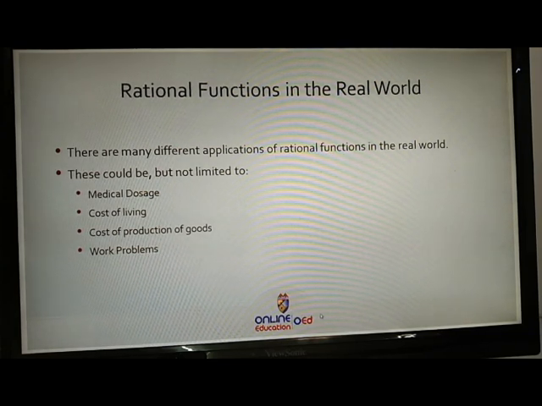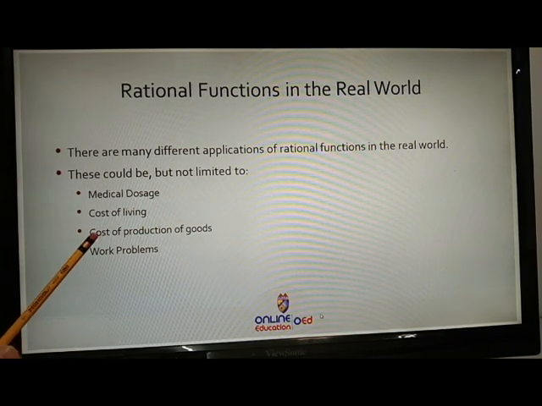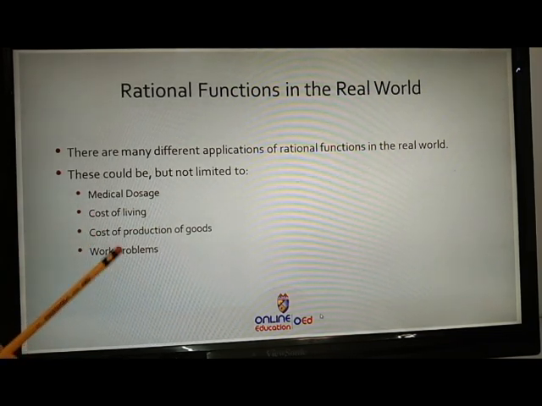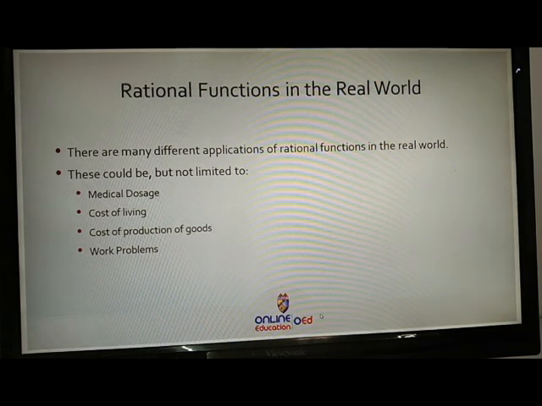Rational functions in the real world. There are many different applications of rational functions in the real world. This could be, but not limited to, medical dosage, cost of living, cost of production of goods, work problems, and even the COVID-19 cases. Okay, so you can apply these rational functions.